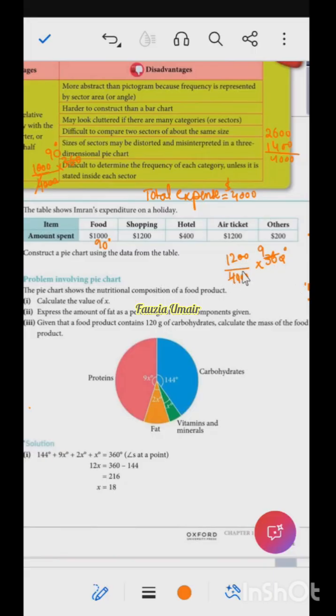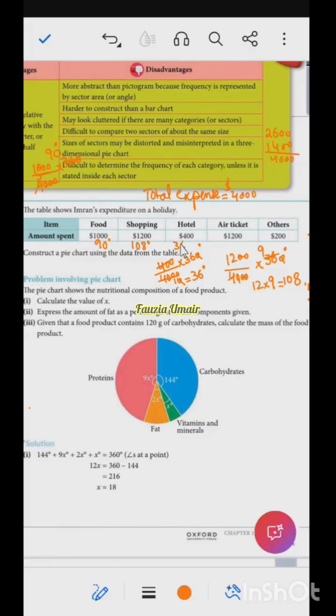So now what is left? In the numerator, 12 and 9 are left, right? So we can just multiply 12 with 9. So 9 twos are 18, and it is 108. So how much has he spent on shopping? It is 108 degrees. Now the hotel, how much has he spent on the hotel? So 400 divided by 4,000 multiplied with 360 degrees, right? So this can be cancelled. 400 tens are 4,000 and this 10 will be cancelled. So this is 36 degrees, right? Yes, ma'am, 36 degrees.